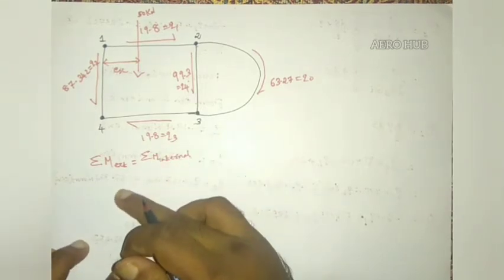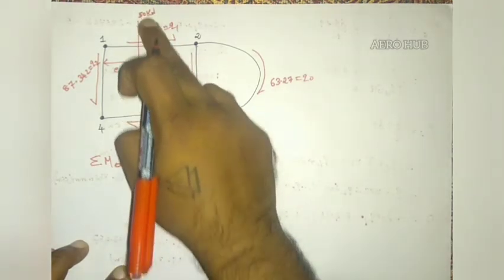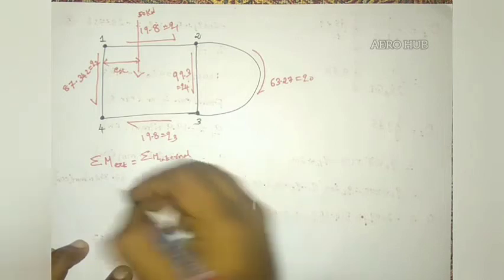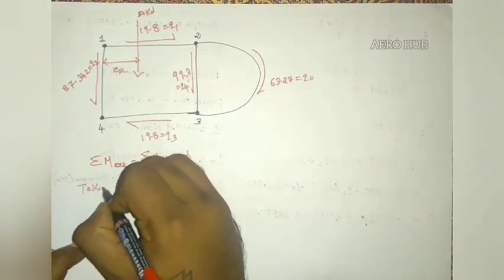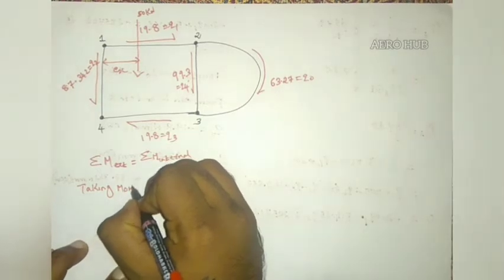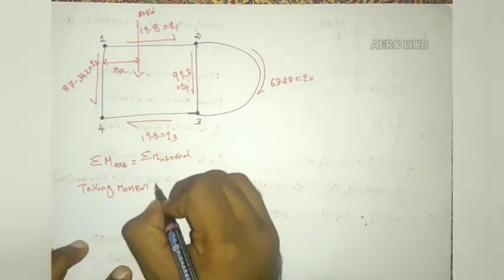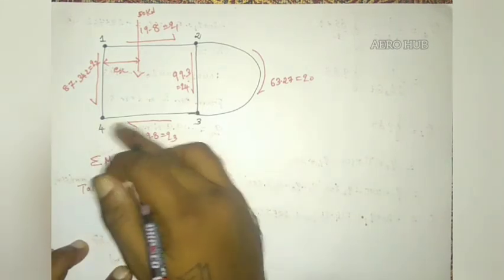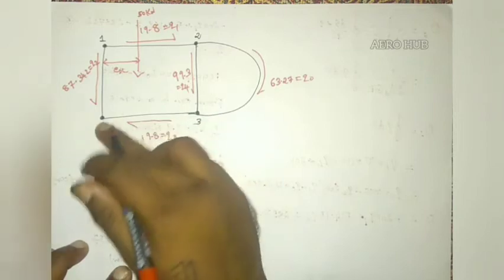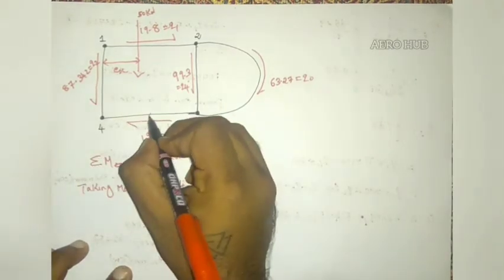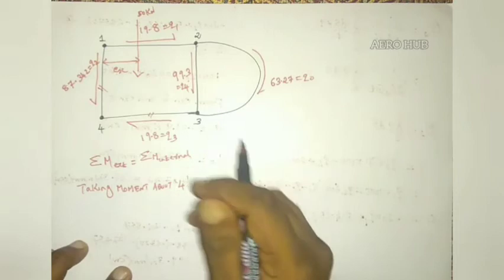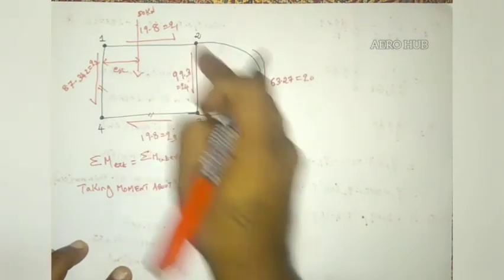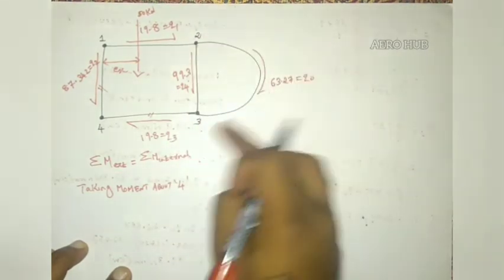Okay, so the moment due to the external load, that is 50 into Ex, should be equal to the moment about the internal. So taking moment about point 4. When you take moment about point 4, I can neglect this portion 4, 3, and I can neglect this portion 1, 4. So I have to consider 1, 2, 2, 3, and the curved web 2, 3.